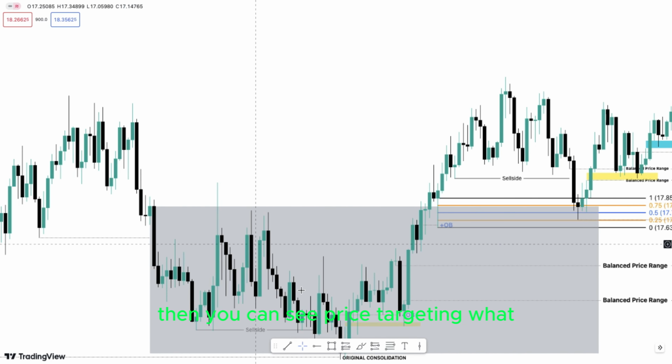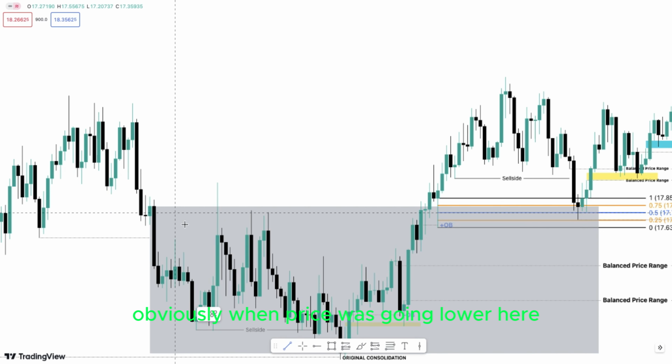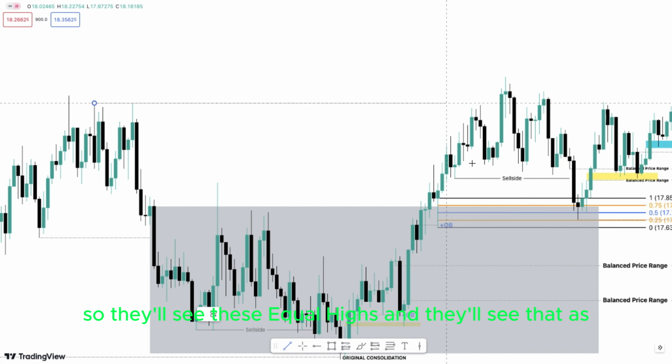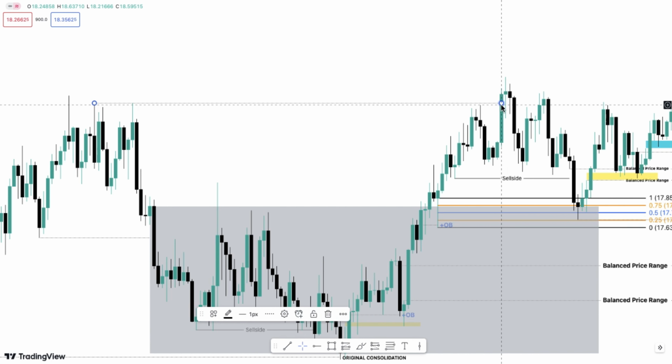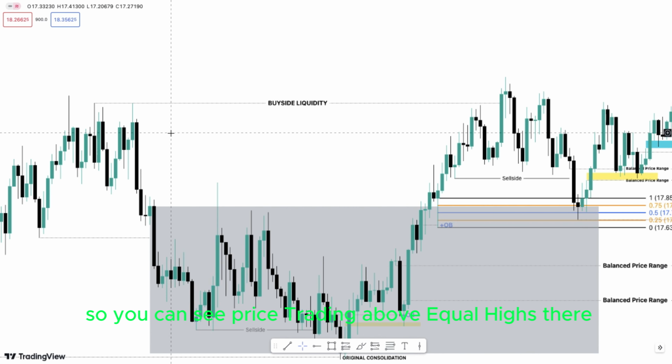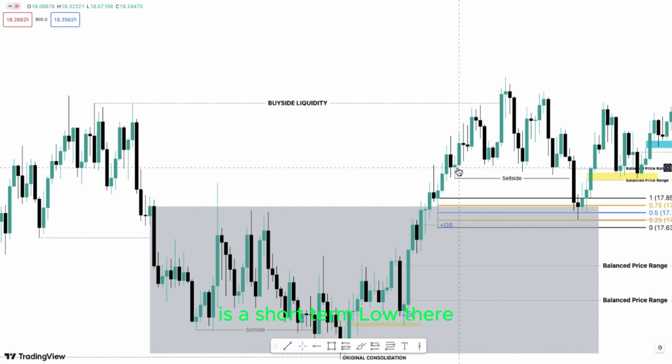Then you can see price targeting what? Obviously, when price was moving lower here, the traders that were selling this would put their stop loss above equal highs. They'll see these equal highs and see that as strong resistance. So smart money will target those equal highs because there are orders resting above those equal highs. Buy side, buy stops. In other words, buy side liquidity. So you can see price trading above equal highs there. There's a short-term low there that it has traded through also.